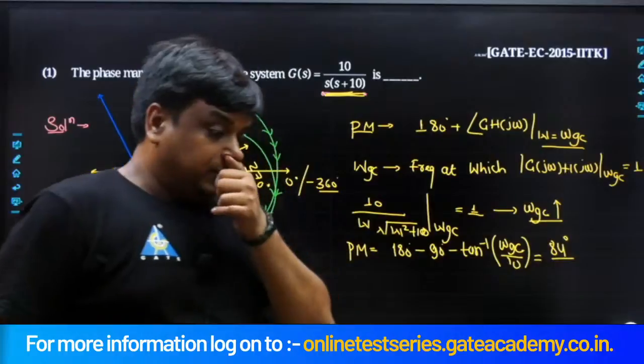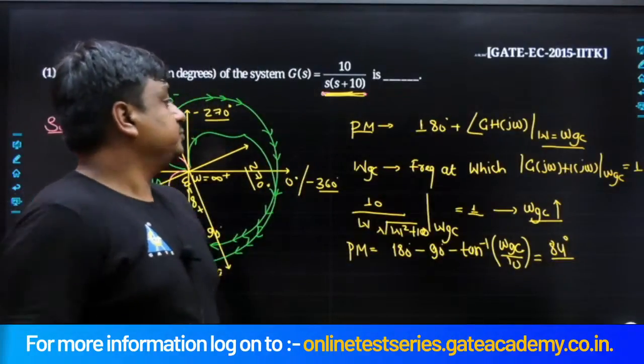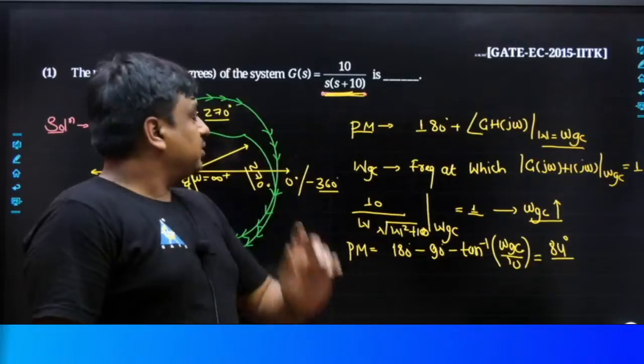Sir, at omega GC, the magnitude of the transfer function will be 1. Yes. The magnitude of the transfer function would become 1.